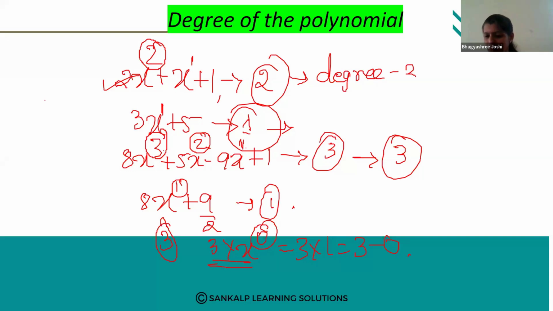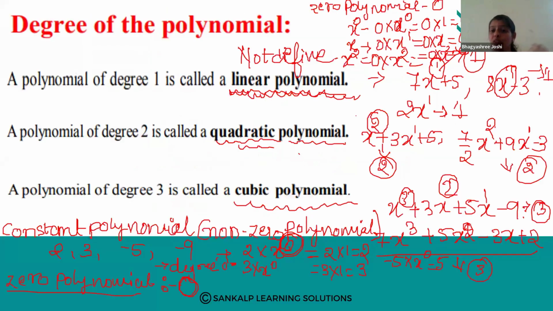Okay, on the degree of the polynomial. Yes, degree means highest power of the variable. We call it as a degree. On the basis of the degree, polynomials can be divided into linear polynomial, quadratic polynomial. If the degree is 1, then it is linear polynomial. If degree is 2, then it is quadratic polynomial. If the degree is 3, then it is cubic polynomial, right?